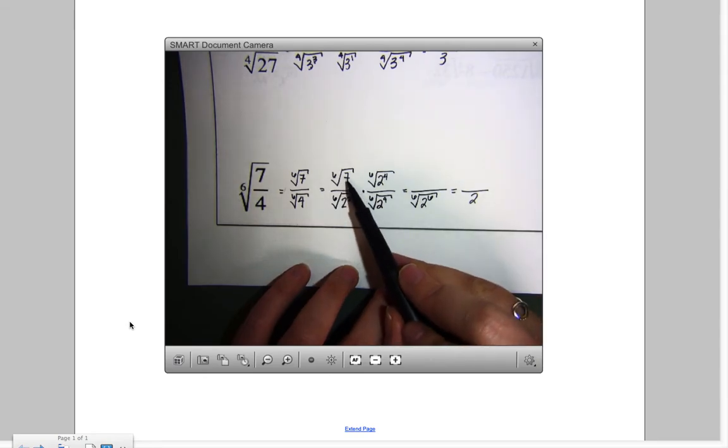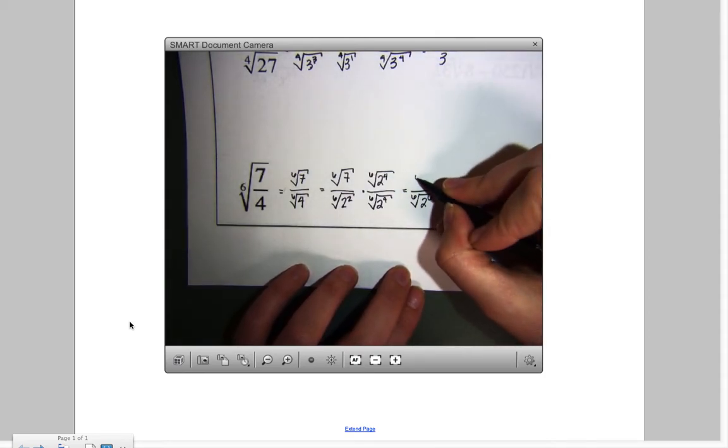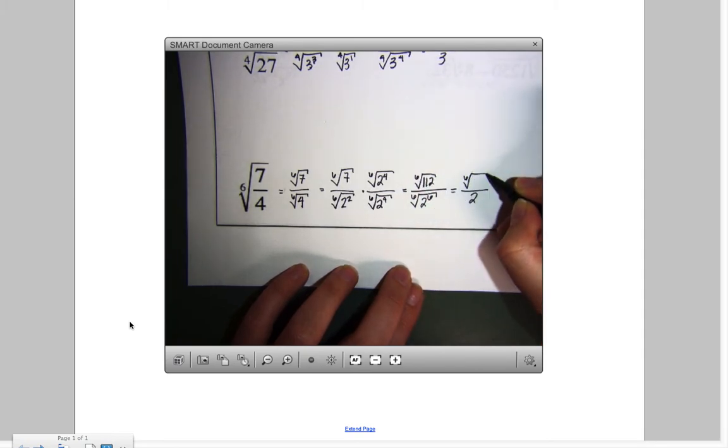Now up top, I need to multiply 7 times 2 to the 4th. So 2 to the 4th is 16, times 7 is 112. So we have the sixth root of 112, and you can leave it just like that.